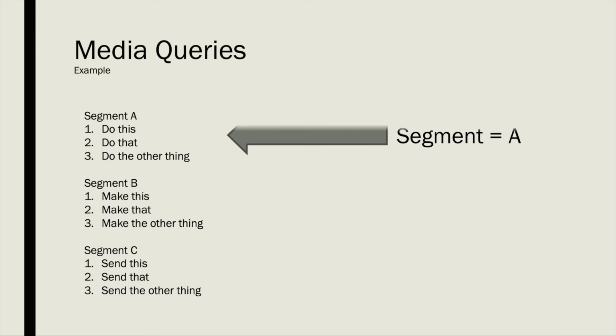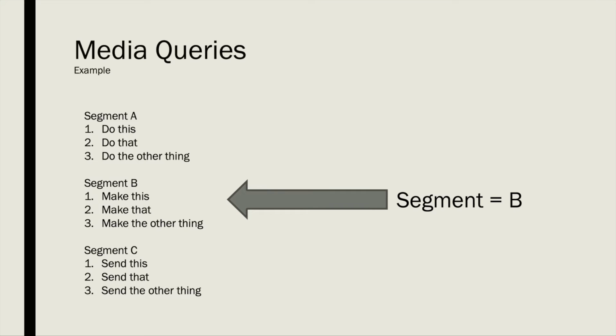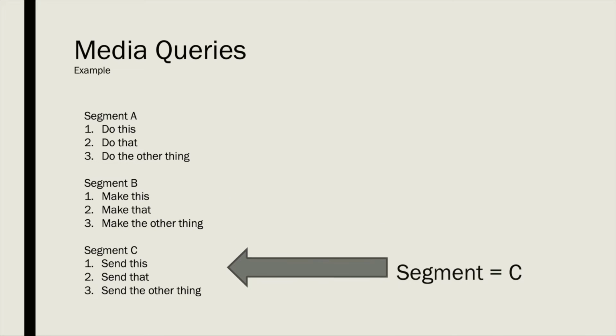So basically, if your first segment equals segment A, then you're going to load the segment A items. If your segment changes to B, then you're going to load the segment B items. Same thing for segment equals C. So with this, even though it's a very broad example, you can see how the different segments can be loaded based on the value available, in this case A, B, or C.